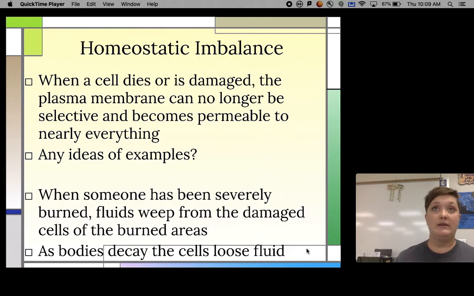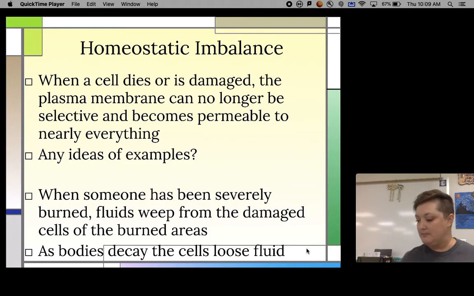Problems occur when this doesn't work properly. If the cell dies or is damaged for some reason, like you get a burn on your arm, that hurts that plasma membrane and it can't work properly anymore. Some examples in real life is when you get a burn. If I touch something hot, those cells die, and now the membrane breaks apart and the fluid inside them leaks out.